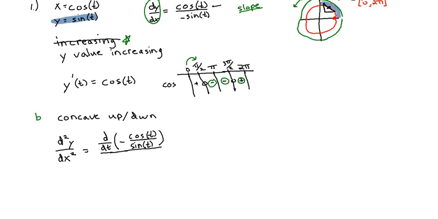Yep, negative sine of t. And so let's see, a few things you can do here to make this easier on yourself. Cosine over sine is cotangent. And the two negatives will make a positive. And so you're left with the derivative with respect to t of just cotangent.